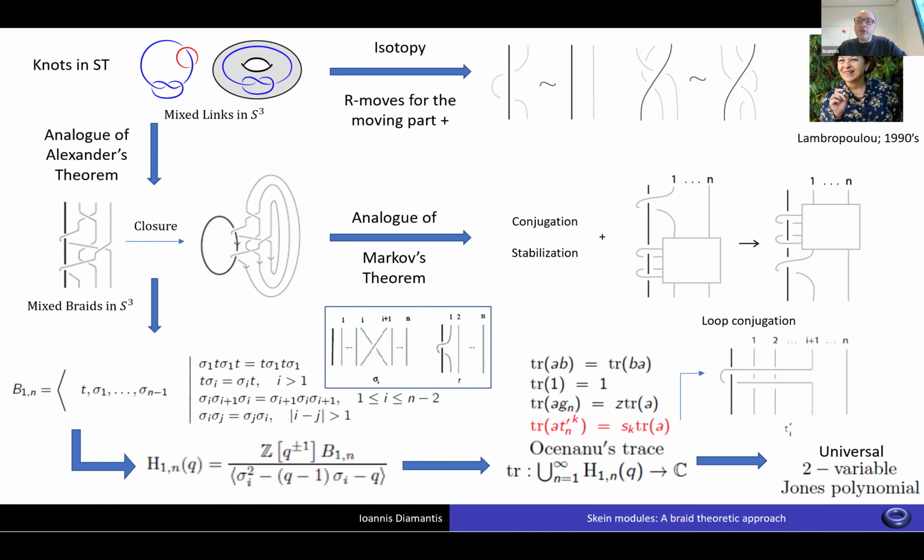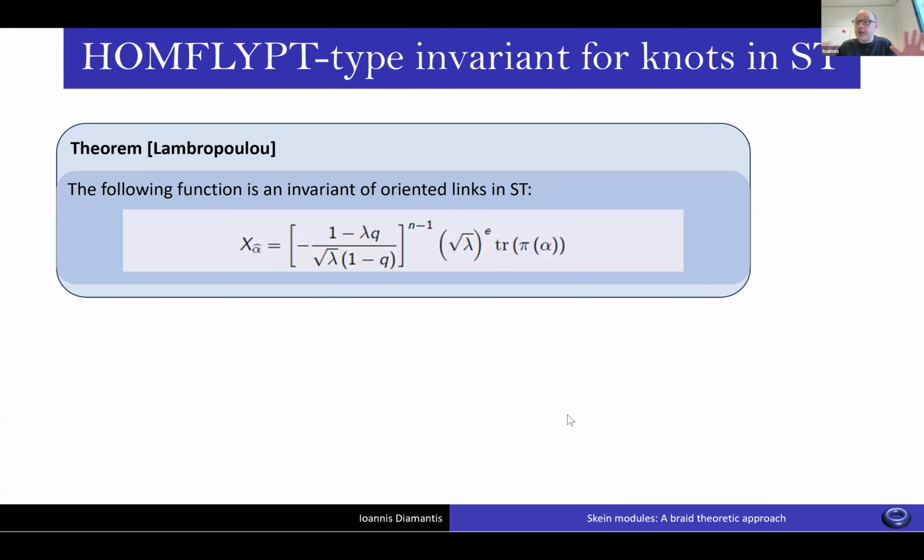So I followed the same idea as Jones. And this is the invariant that Lambropoulou created for knots and links in the solid torus, which corresponds to the HOMFLY-PT. All right. And also this invariant recovers the HOMFLY-PT skein module of the solid torus. So it's also very important.